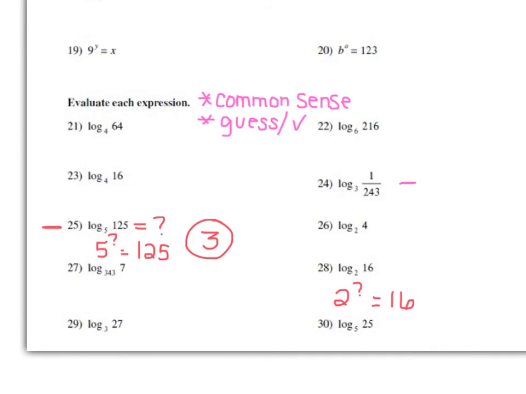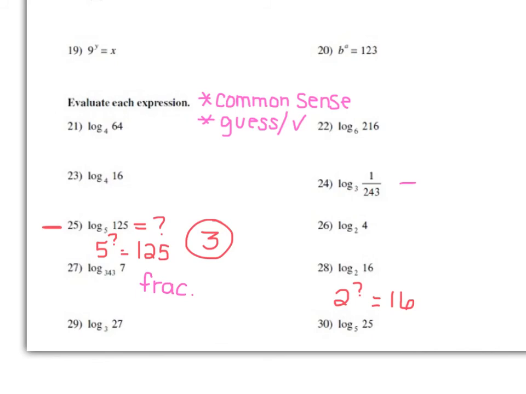And then looking at number 27, I want to take a big number like 343 and raise it to a power to turn it into a 7. That's going to be like a fraction exponent. To make a big number smaller, you're going to use a fraction exponent. Just to give you a hint there, but the rest of them should be pretty straightforward.